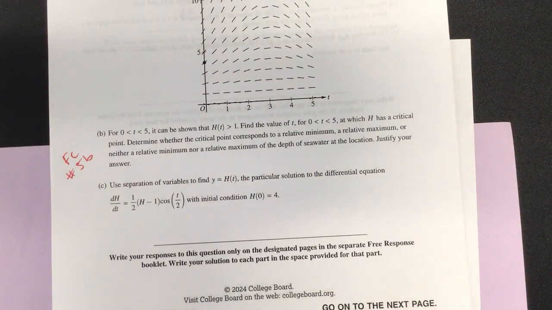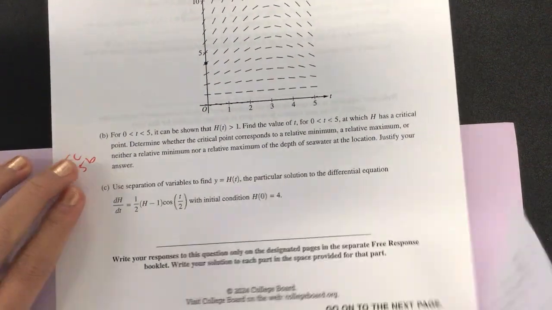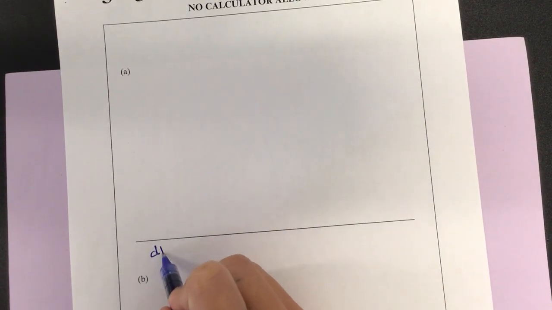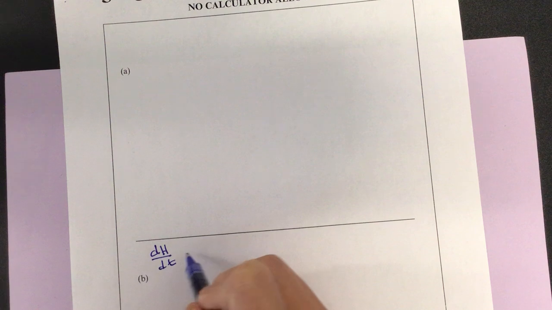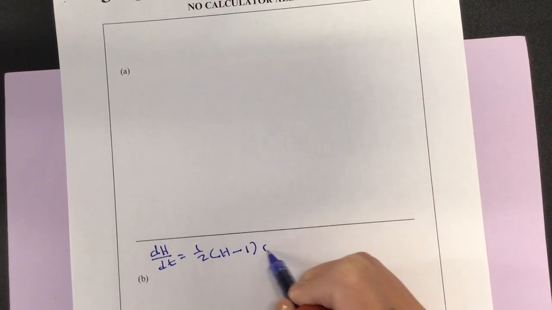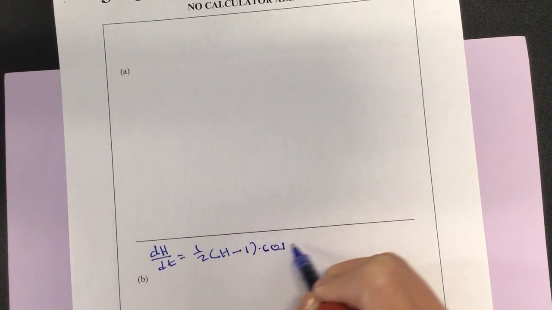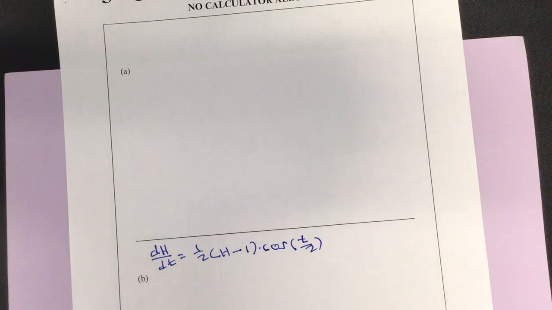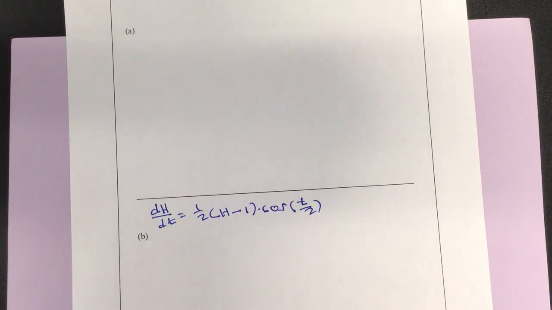Just because I don't want to go up and down, let's write out the equation on here. So our equation on this one that was given was dh over dt, this is a slope, 1 over 2, times h minus 1, times the cosine of t over 2. Since I already gave you the slope, we're going to set this equal to 0 basically.